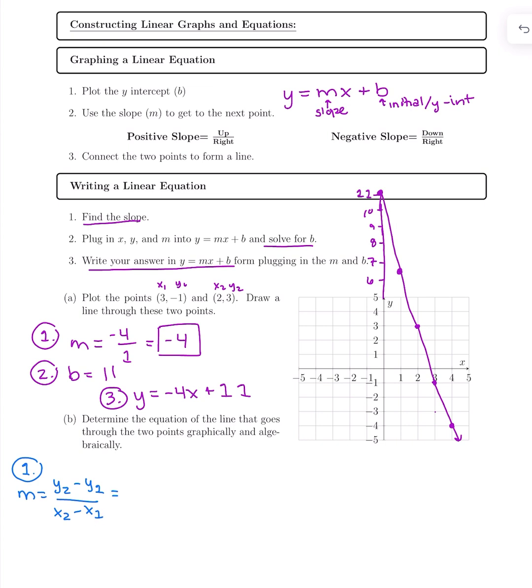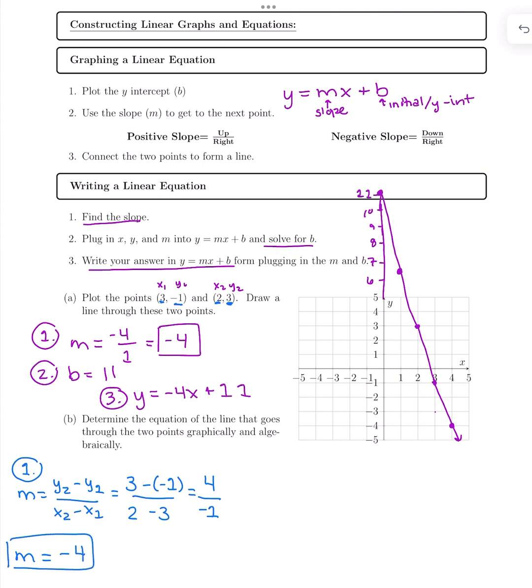y2 minus y1 over x2 minus x1. So we have y2 was 3, minus y1 is -1. So 3 minus a -1 is 4. In the bottom, we have x2, which is 2, minus x1 is 3. 2 minus 3 is -1. So our slope is 4 divided by -1, which is -4.